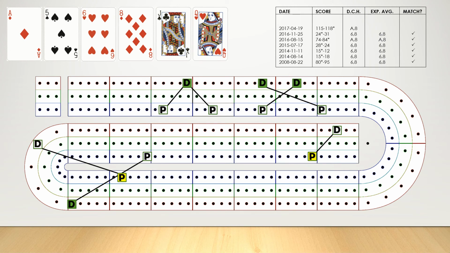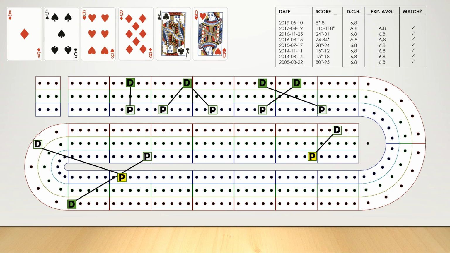In 2017, in April, this hand was featured, and this one's interesting because it's at the very end of the game. We're the opponent at 115 points. The dealer's at 118. We'll want to keep the hand that has the most points in hand. So that's discarding Ace-8 to the dealer, which aligns to the mathematically optimal choice of Ace-8, and we have another match.